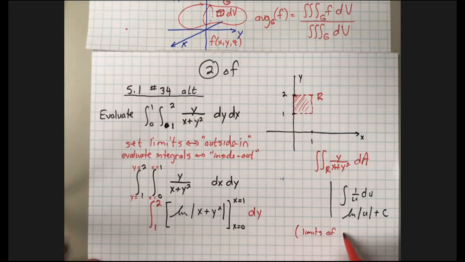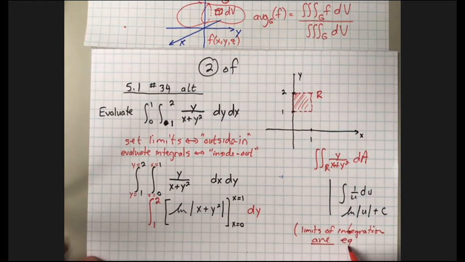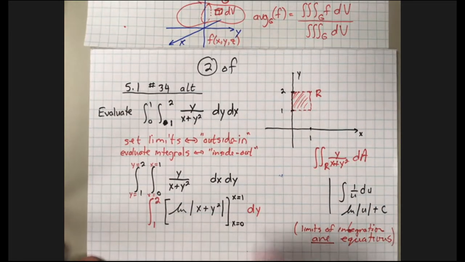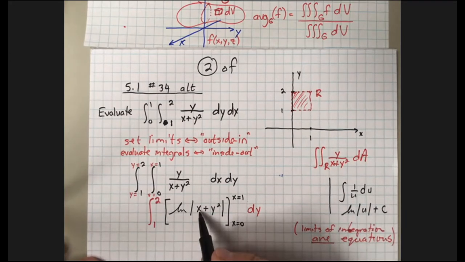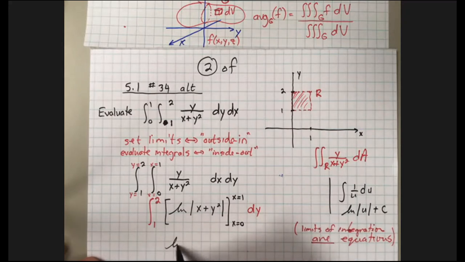Limits of integration are equations. Okay, so let's evaluate. When I put in 1, I get 1 plus y squared. When I put in 0, I get y squared. 1 plus y squared is always positive, regardless of what y is.